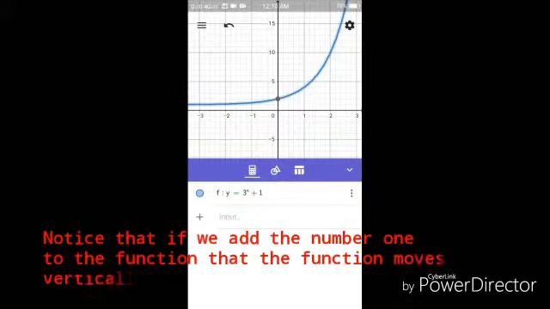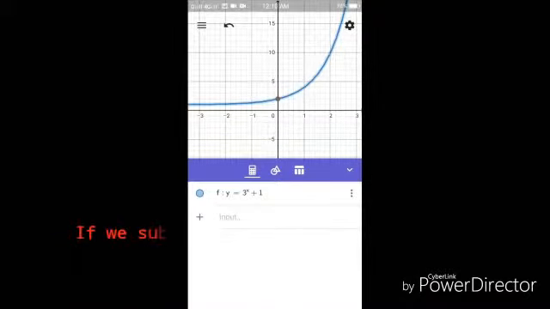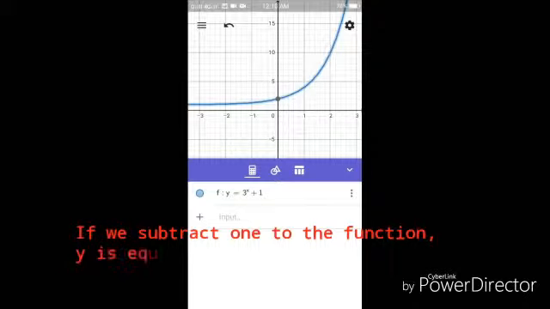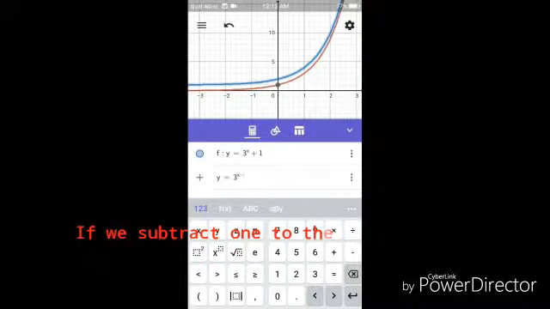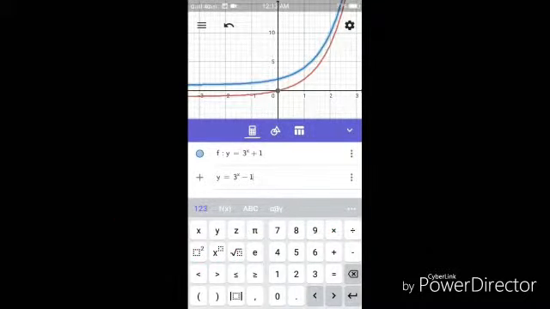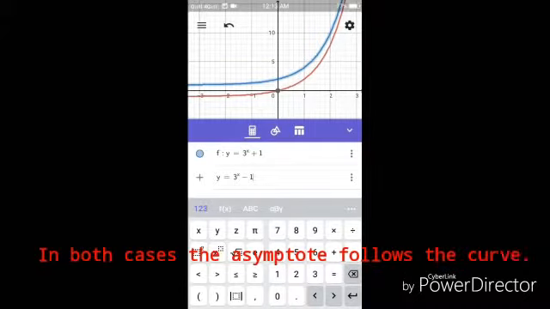Notice that if we add the number 1 to the function, the function moves vertically up 1 unit. If we subtract 1 from the function, so let's subtract 1, y is equal to 3 raised to x minus 1, the function moves vertically down 1 unit. In both cases, the asymptote follows the curve.